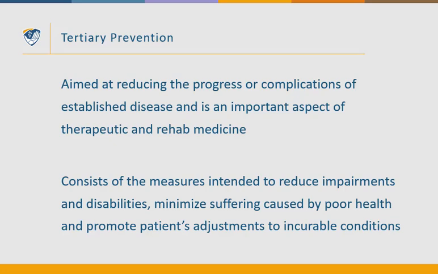Tertiary prevention is aimed at reducing the progress or complications of established disease and is an important aspect of therapeutic and rehab medicine. It consists of the measures intended to reduce impairments and disabilities, minimize suffering caused by poor health, and promote patients' adjustments to incurable conditions.